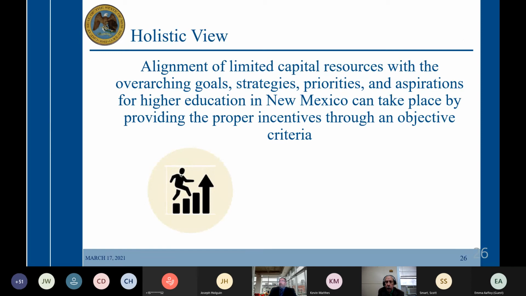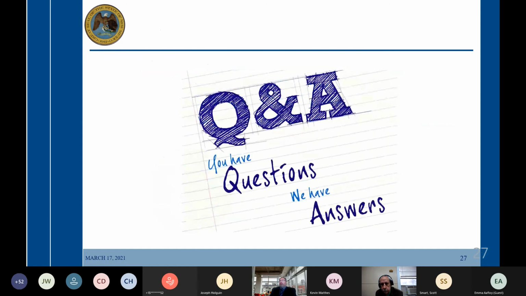And again, throughout the report, we emphasized that what we're trying to do is to align the capital resources that we have with the strategies, priorities, and goals for higher education in New Mexico. And we felt that this could best be done through the carrot rather than the stick, if you will, through proper incentives that are objective. And so I guess I'm going to finish a little bit early, but we can certainly take some questions.